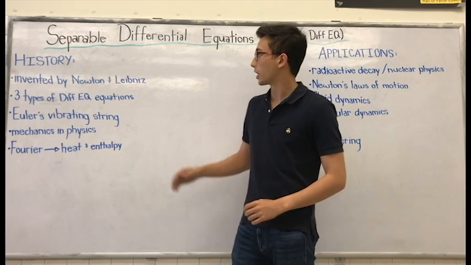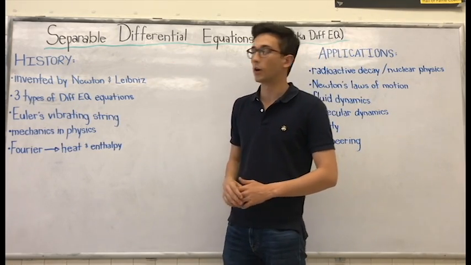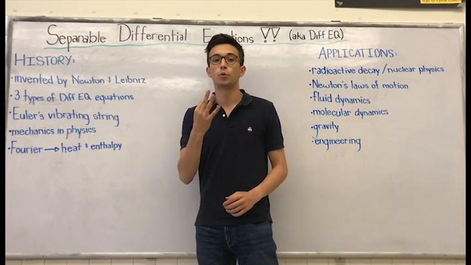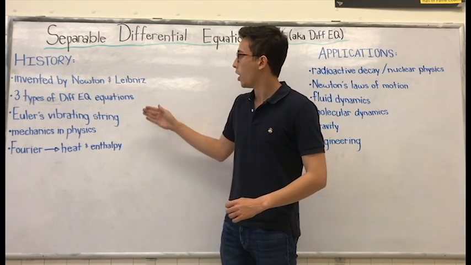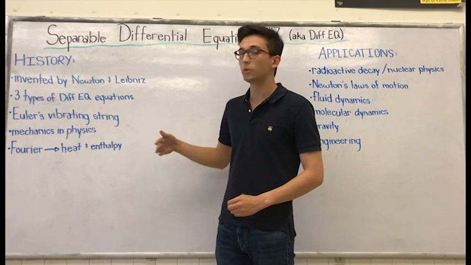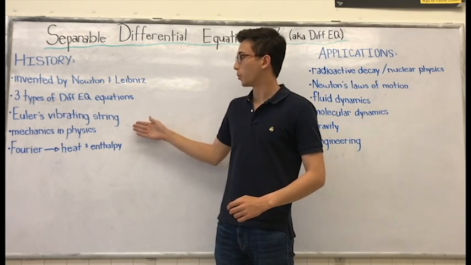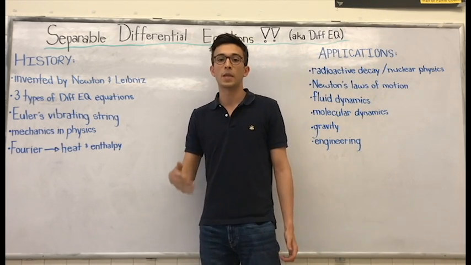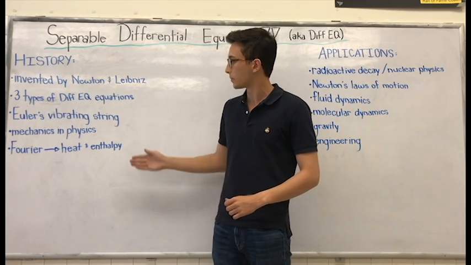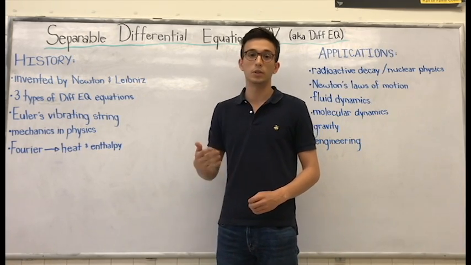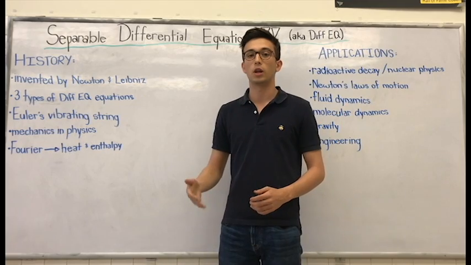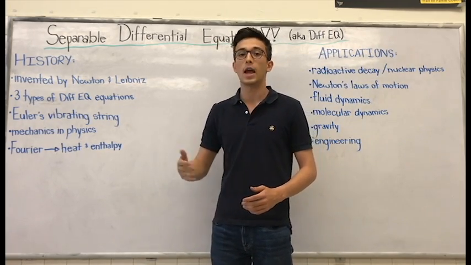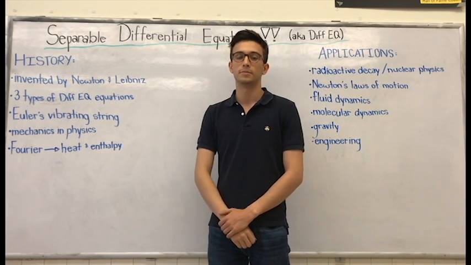And so starting off, we're going to talk about the history of differential equations. They were initially invented by Newton and Leibniz. When they first discovered them, there were three types of differential equations. Euler actually found a few himself when he was studying the vibration of strings. Further, when studying the motion of objects in mechanical physics, they noticed that DiffEQ's could be applied to that, and that furthered the knowledge of differential equations. And lastly, Fourier, because he was a chemist, when he was studying heat exchange and rate law and enthalpy, discovered a few more. Through these three processes, we basically today have a lot more than three differential equations.